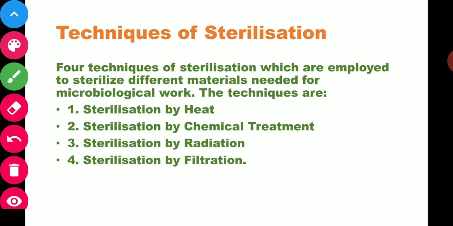There are four main methods which are employed to sterilize different materials needed for microbiological work. The techniques are sterilization by heat, sterilization by chemical treatment, sterilization by radiation, and sterilization by filtration. We'll take them one by one, to see how sterilization can be done by all these four methods.